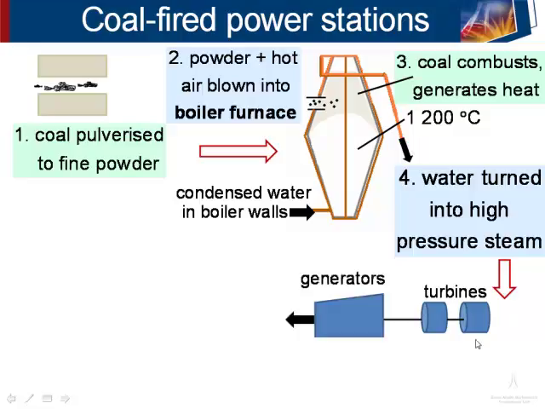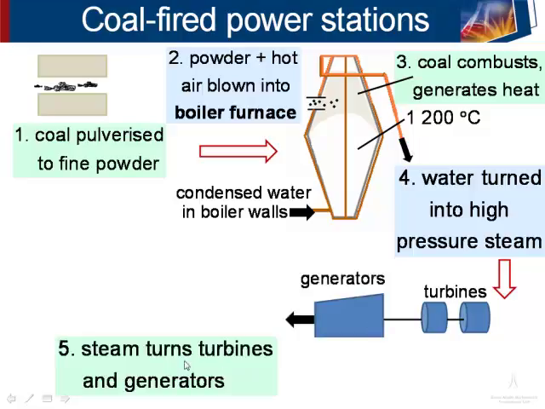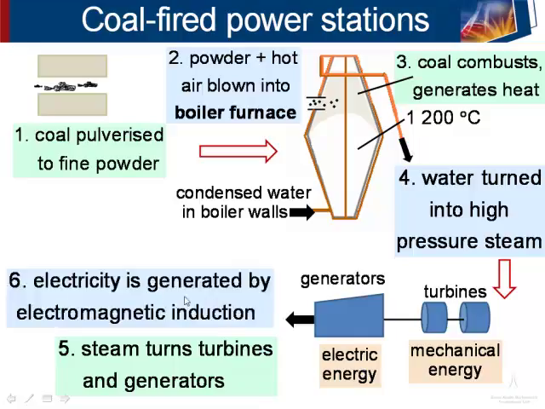This steam, now at this high temperature, comes out and is fed to turbines, which are connected to a generator, and this high pressure steam turns the turbines and the generators. In other words, this steam generates mechanical energy, which is then converted into electrical energy, and electricity is generated by electromagnetic induction, and the steam is then cooled and pumped back into the furnace. So this is the structure of a coal-fired power station.